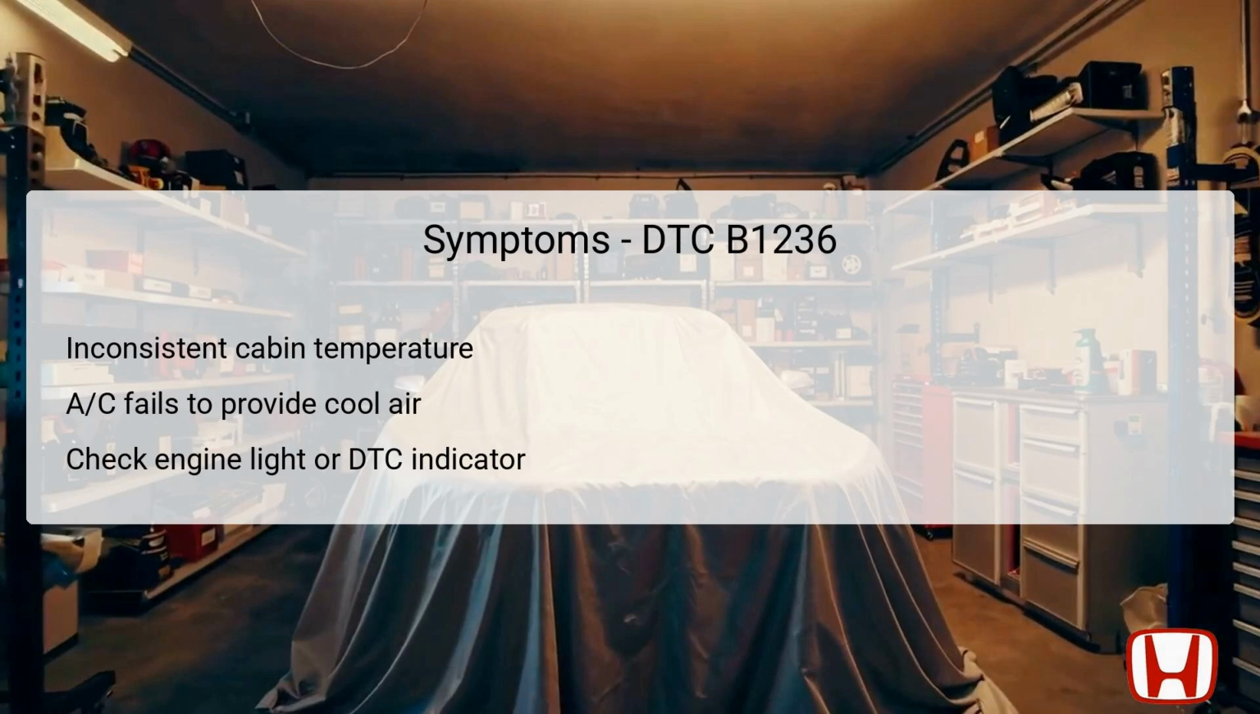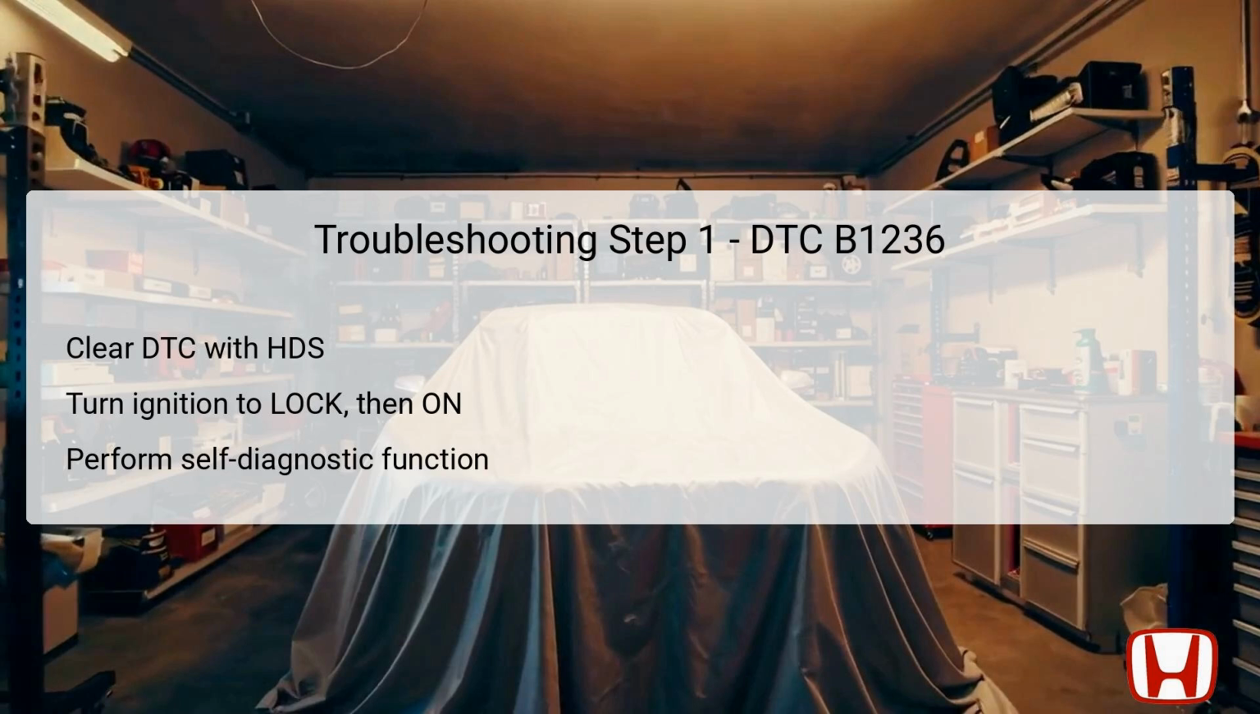The first step in troubleshooting DTC B1236 involves clearing the DTC using the HDS, which stands for Honda Diagnostic System. This system allows technicians to reset the vehicle's computer and erase any stored trouble codes. After clearing the code, the technician should turn the ignition switch to the lock position, then to the on position, indicating that the vehicle is properly set for the diagnostic functions.